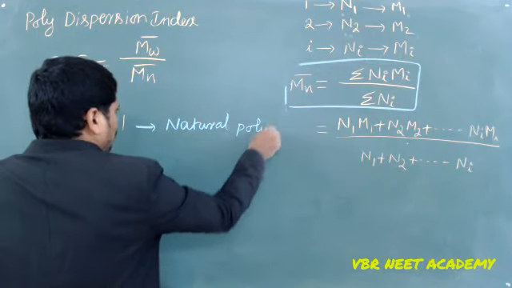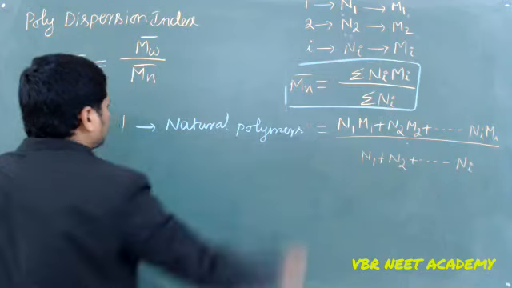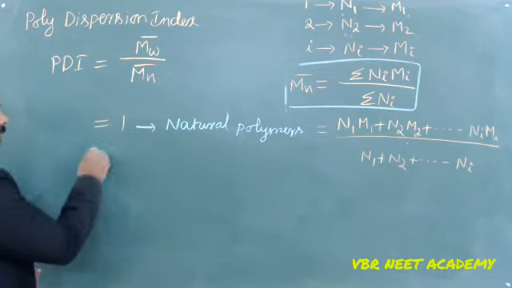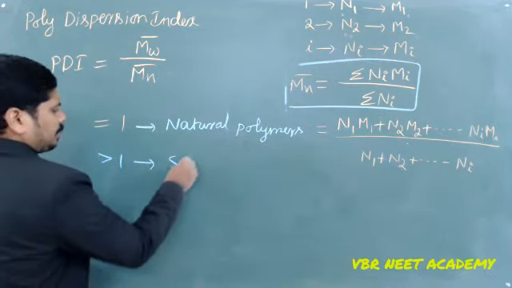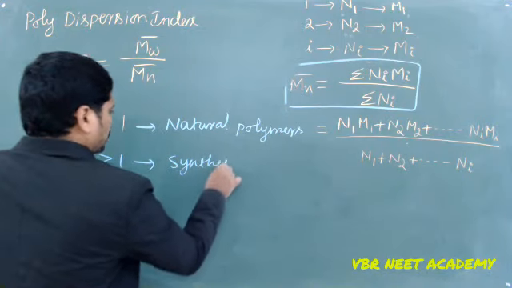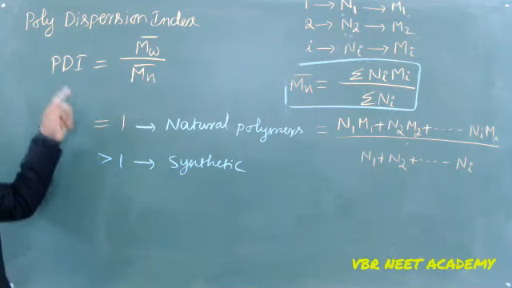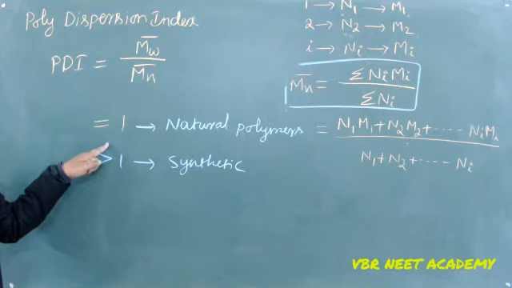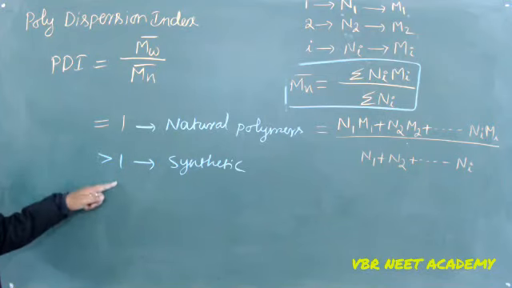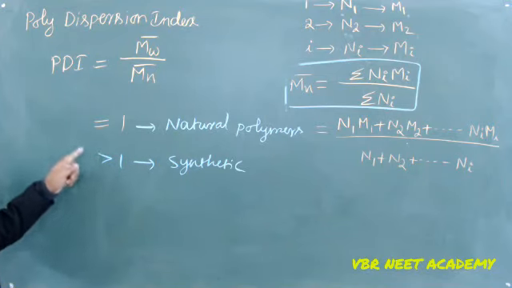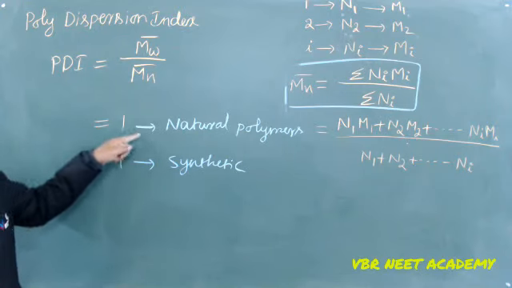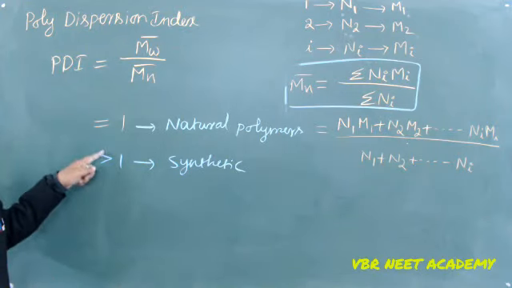All natural polymers are going to have a polydispersion index almost equal to 1. If it is greater than 1, it can be synthetic. So it is not always going to happen, but mostly, if you know the polydispersion index, it can give you the information regarding whether the polymer is natural or synthetic. Most of the natural polymers have a polydispersion index equal to 1, whereas the synthetic polymers have greater than 1.